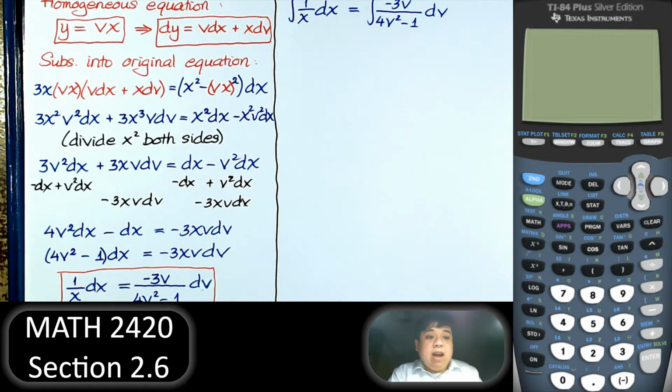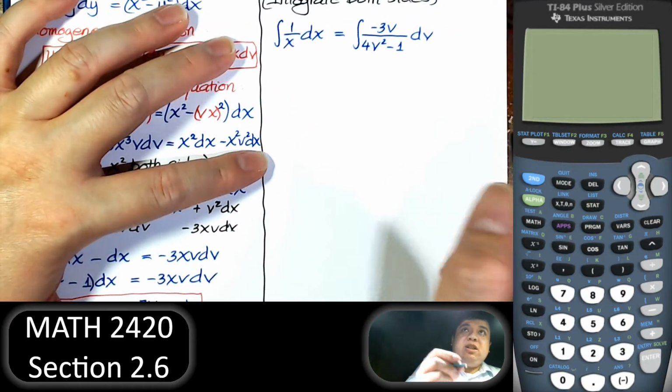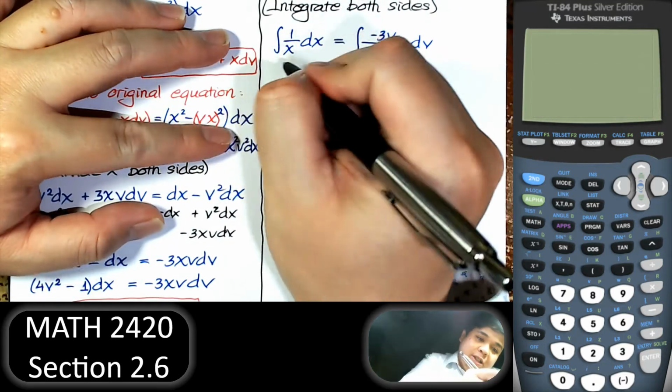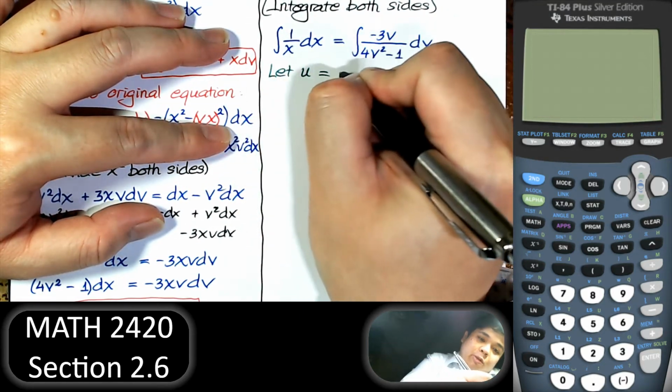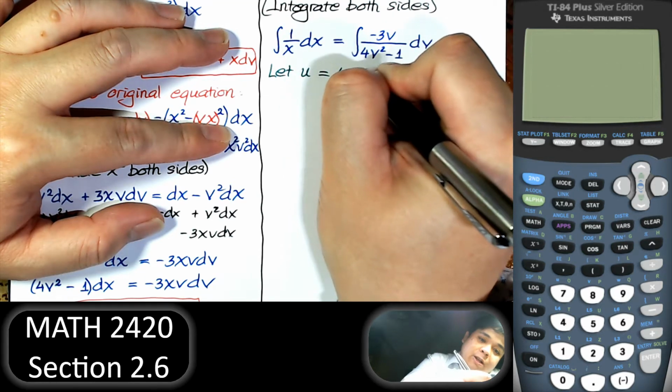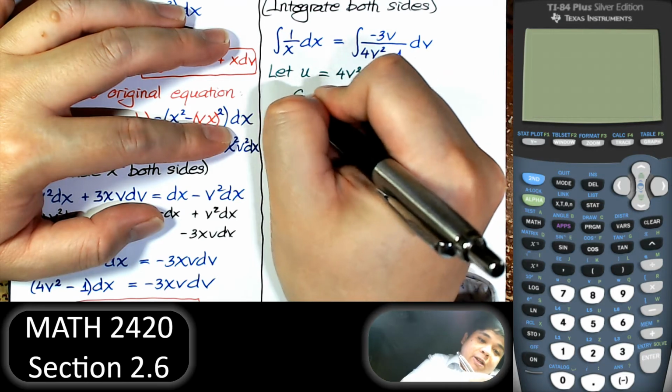Now, integrate both sides. The left hand side is ln of absolute value of x plus c. That's easy. The right hand side, we need to use substitution. I will let u be the denominator. Now focus on the integral. Let u be 4v squared minus 1. Take derivative.